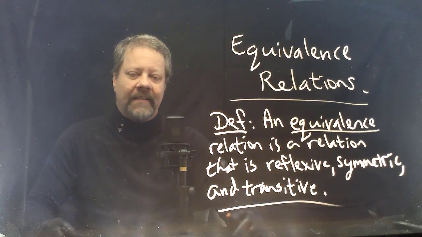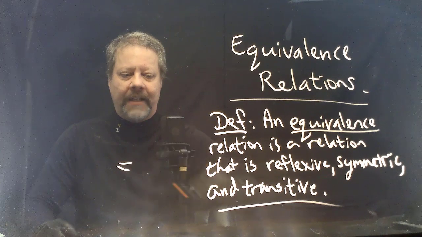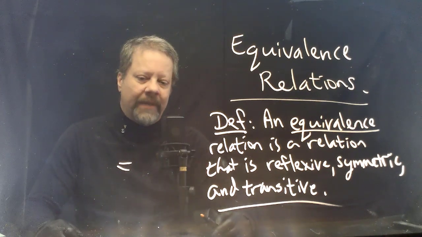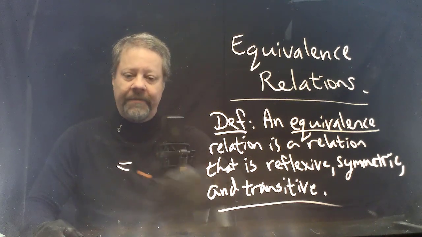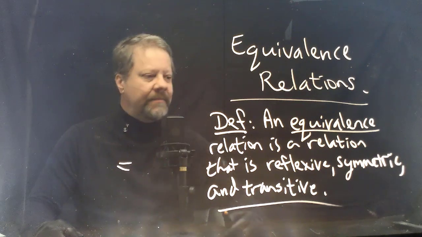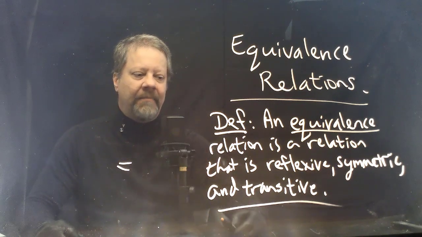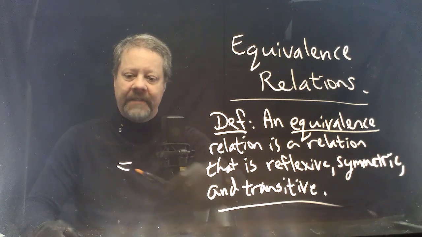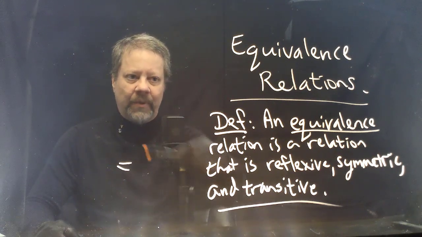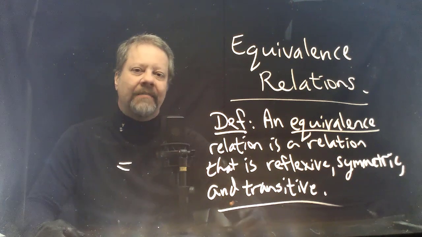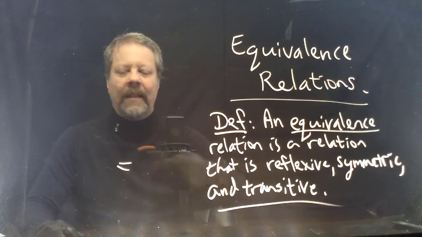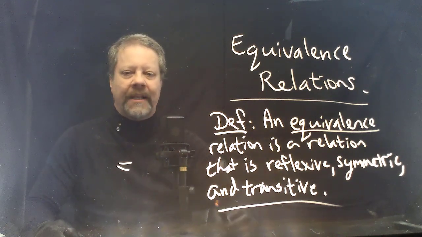We've already seen that the equal sign is an equivalence relation. It is reflexive, x equals x. It's symmetric. If A equals B, then B equals A. And it is transitive. If A equals B and B equals C, then A equals C. So equality is an equivalence relation.